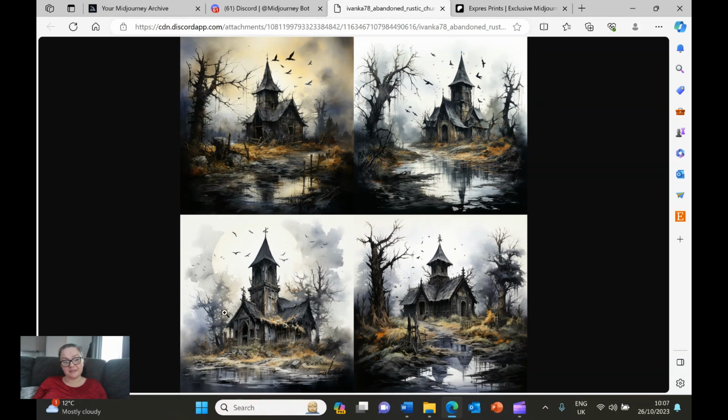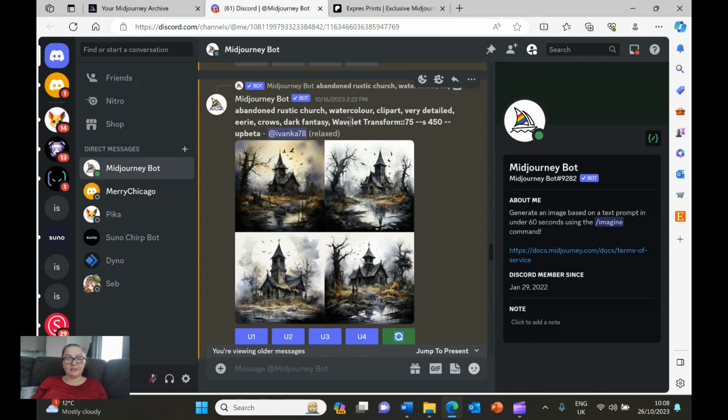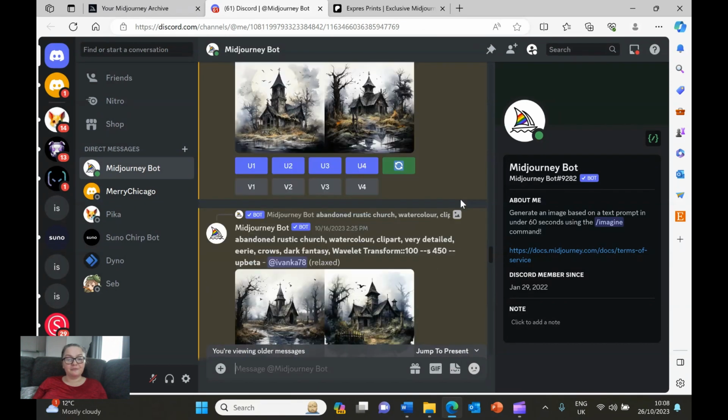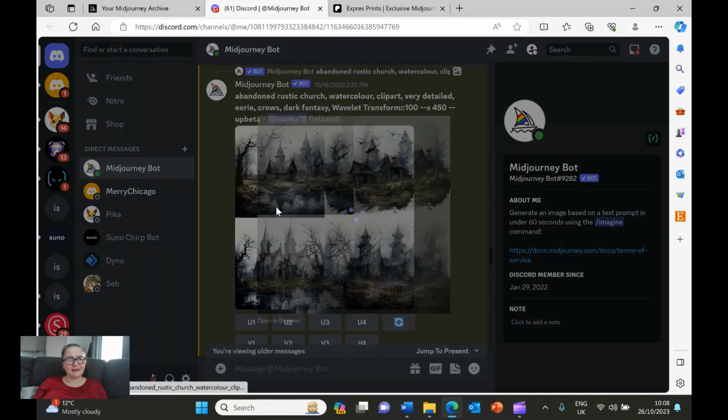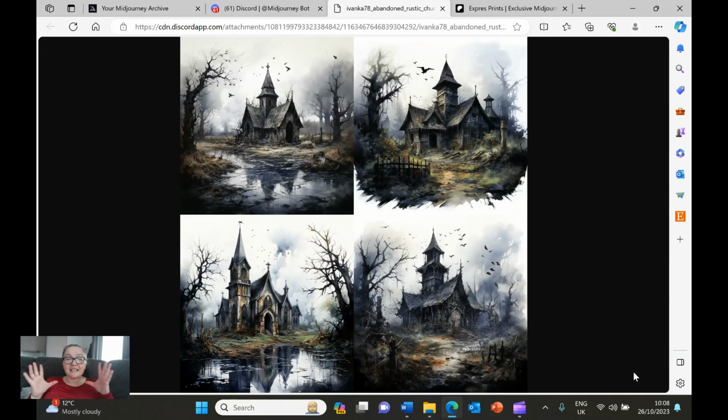Oh my god, it's absolutely stunning. Midjourney still keeps to the original prompt, like it is an abandoned church. It's very eerie. There are crowds. It's not too beautiful. So the wavelet transform 75 and 450. And guys, that's my tipping point, I believe. This is what I'm happy with. And guys, that's the whole point.